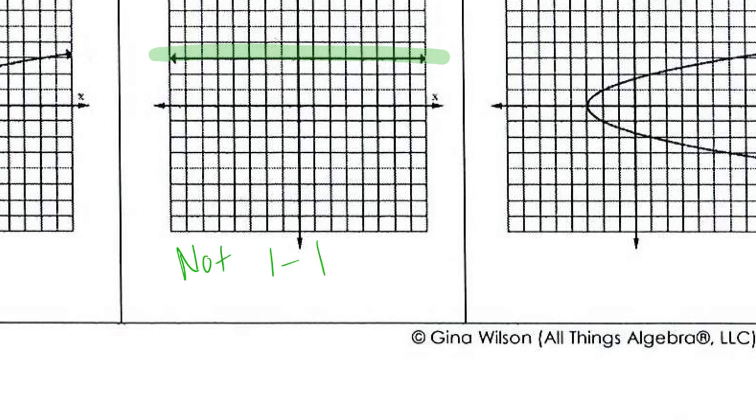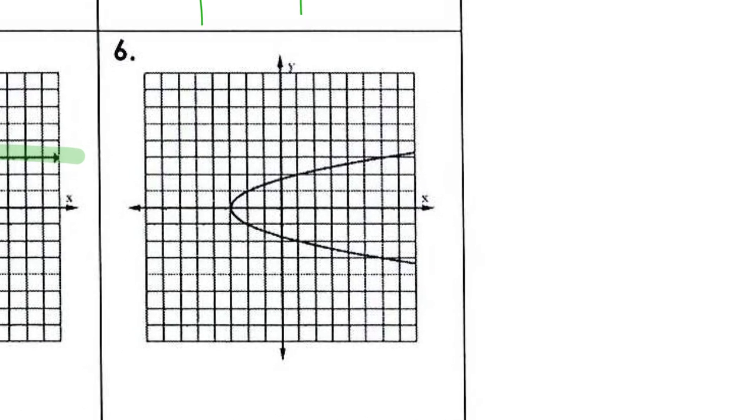If we look at 6, very quickly, it's easy to tell, here's my graph in green. The red does intersect more than once, so it failed the vertical line test. The graph itself is not even a function. So we say that this is also not one-to-one.